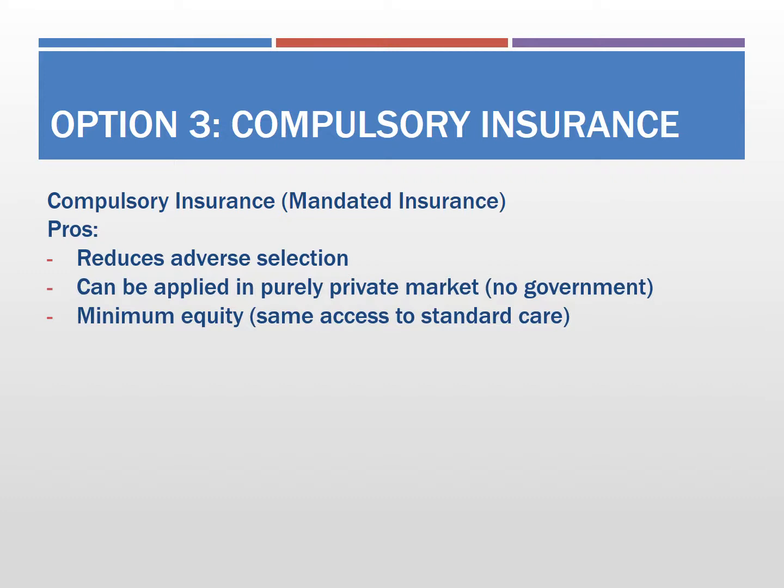Also, this type of insurance system provides a minimum equity to every single person in the country. As long as you have some sort of insurance, you will be able to get access to the standard care in the country. It may not be full coverage that the individual is purchasing under this type of insurance system, but at least it provides a safety net for everyone.